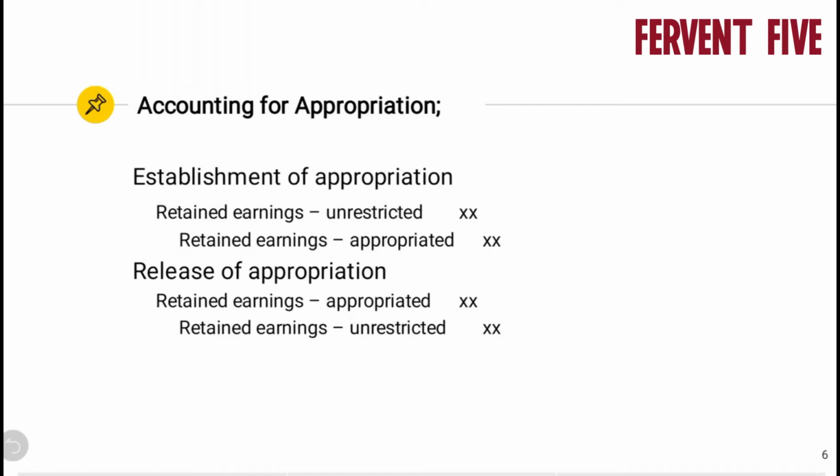Next, pag natapos na yung objective ng appropriation, i-release na siya from restriction or appropriation. Ang entry for that, babalik na rin lang yung establishment. This time, aalisin na siya as appropriated retained earnings. Ililipat na siya sa general retained earnings account. Appropriation is disclosed in notes. Take note of that.